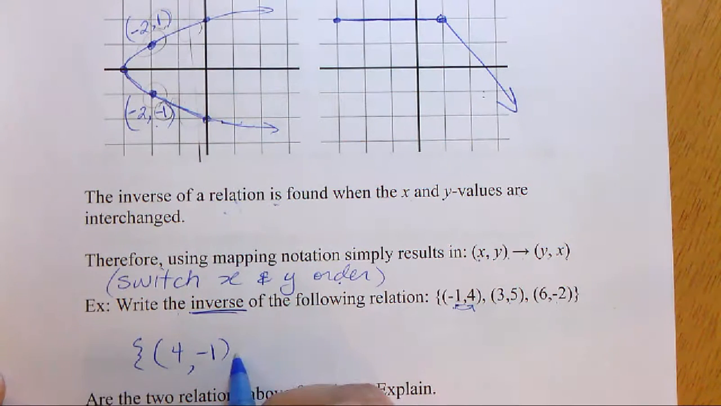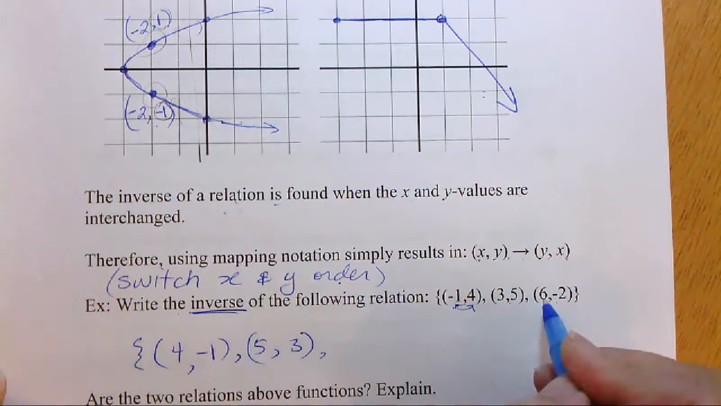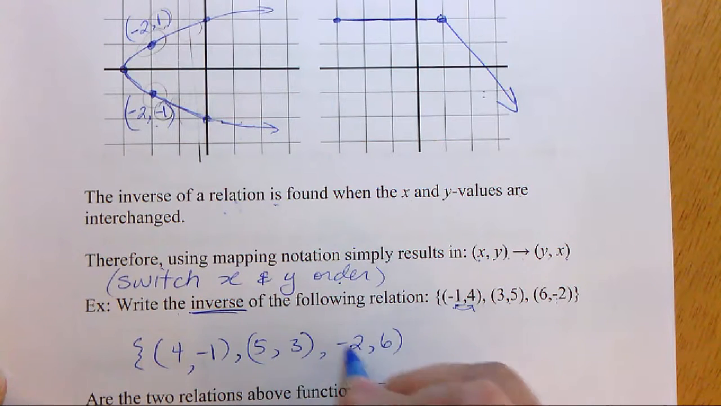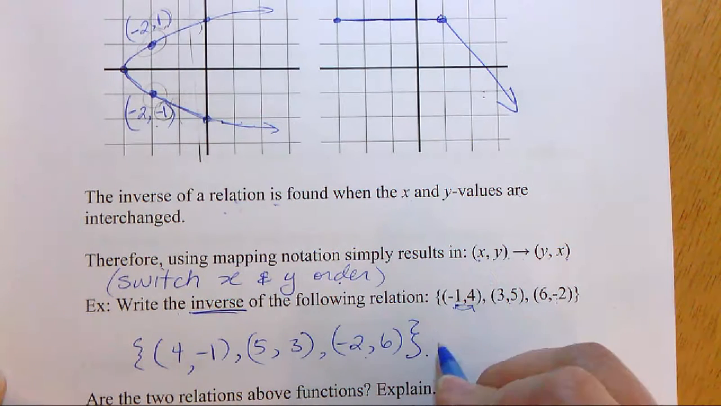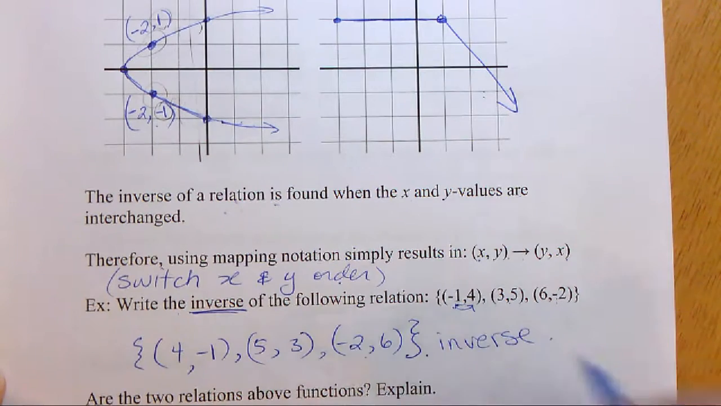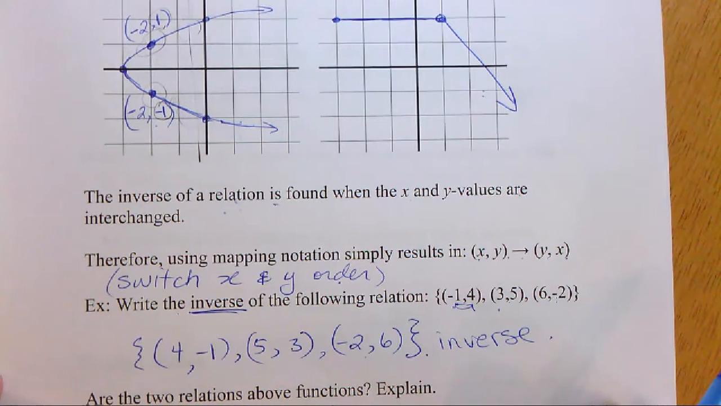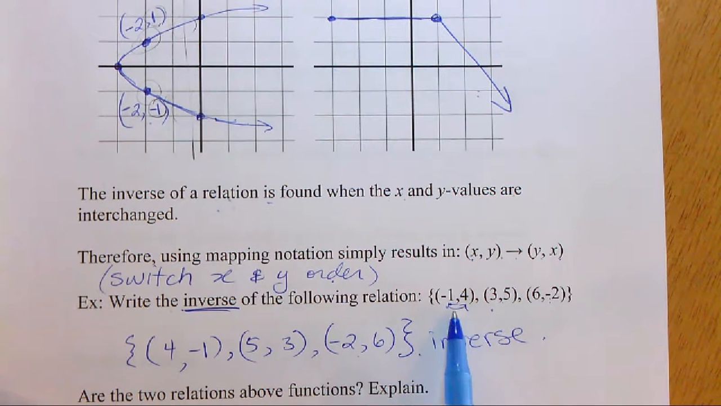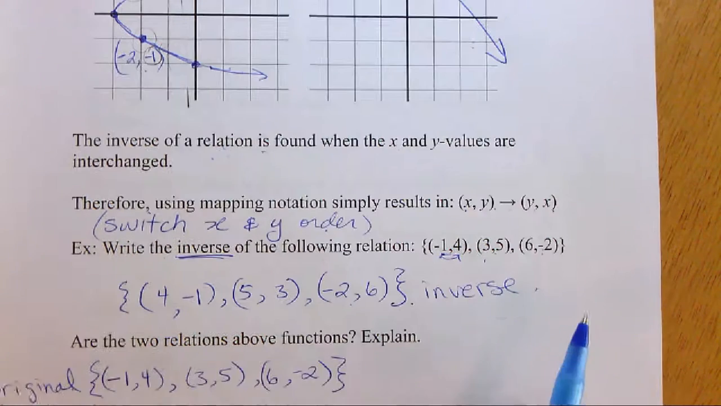Okay, we'll ignore that. And this becomes 5, 3, and this is -2, 6. All right, so this is the inverse of our relation. Now, we're not going to call it a function yet because we don't know whether it has the function status. Everything is a relationship between the x and y values, but now we're looking for which specific ones are functions. So let's compare the two.